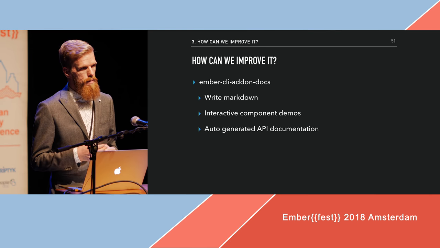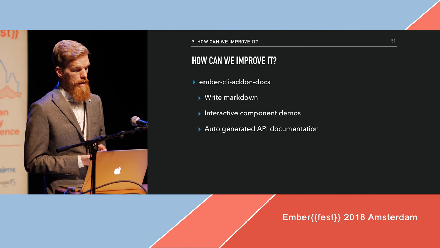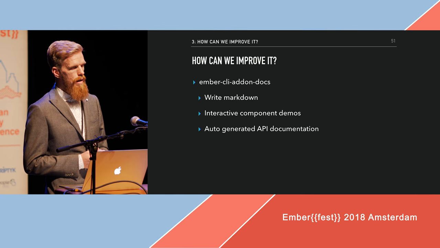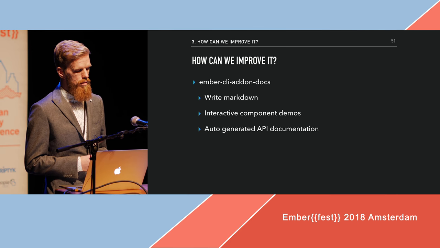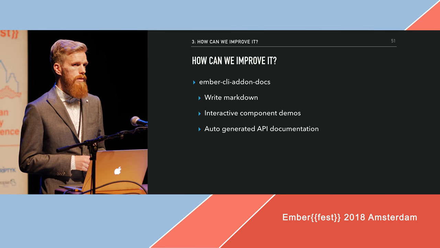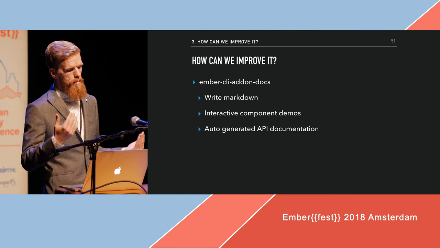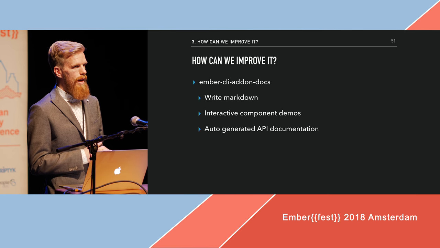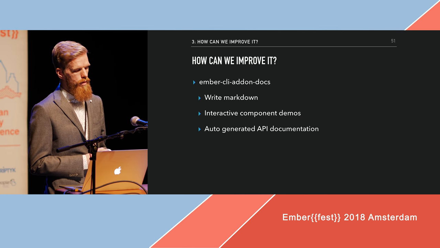Well, first of all, there's an amazing tool out there called Ember CLI add-on docs. It basically is a simple Ember install, and then it allows you to write Markdown documentation within your add-on, and it provides a beautiful web interface for you to explore this documentation. It allows you to create interactive component demos, which is super helpful when you want to check out an add-on and you can see the component in real life next to the code sample. And it also works with auto-generated API documentation, so you only have to maintain your API documentation within the code, and then the add-on makes it beautiful for you.